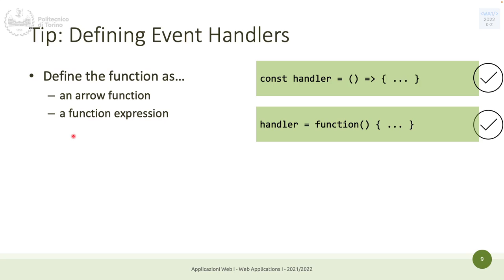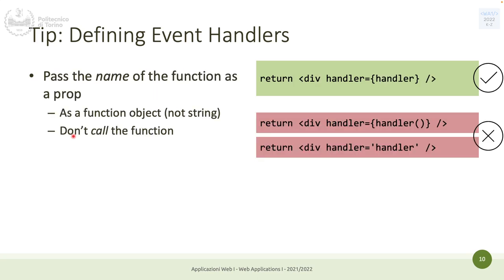So how do you define the event handler function for these onClick, etc., synthetic events? You can define the function as an arrow function, as a function expression, and most importantly, how do you call it? You don't call it with the parentheses, we already said that. You don't call it without the curly brackets, because otherwise it will not be JavaScript, it will be a string in that case, in this example. You call it with the curly brackets and without the parentheses. So you pass the reference to the function. You don't want to call the function when the element is invoked.